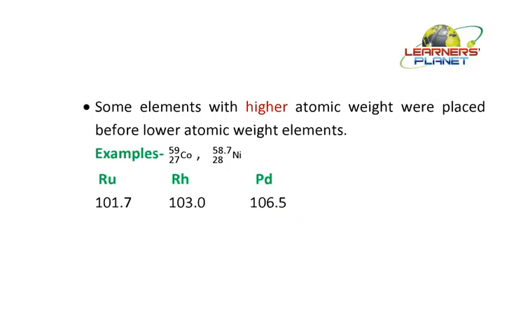So it's not that all the elements are arranged with anomalies. There were elements which were arranged properly as per their increasing atomic weights. But there were certain elements like cobalt and nickel, in which the element with a higher atomic weight comes first and the lower atomic weight comes afterwards. So these are the elements which are arranged correctly, whereas these are arranged in a wrong manner.